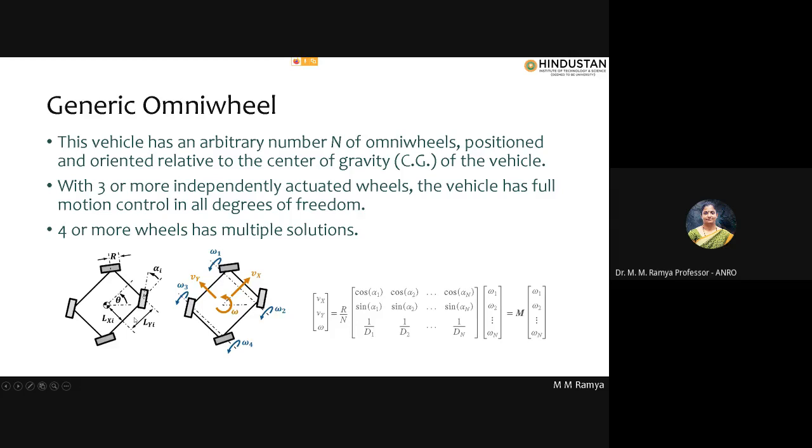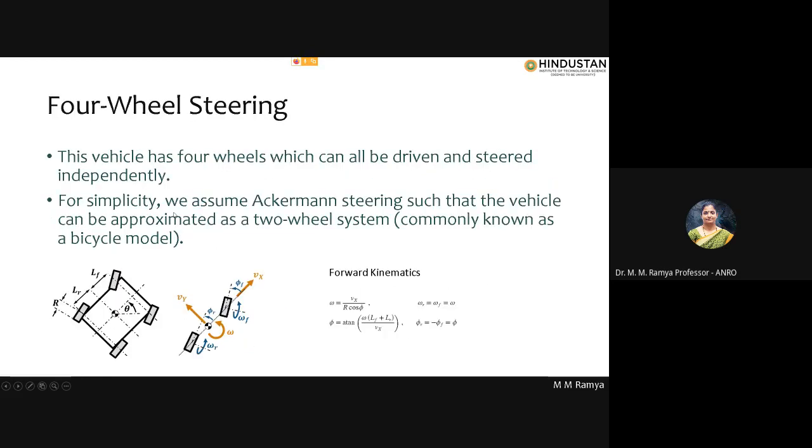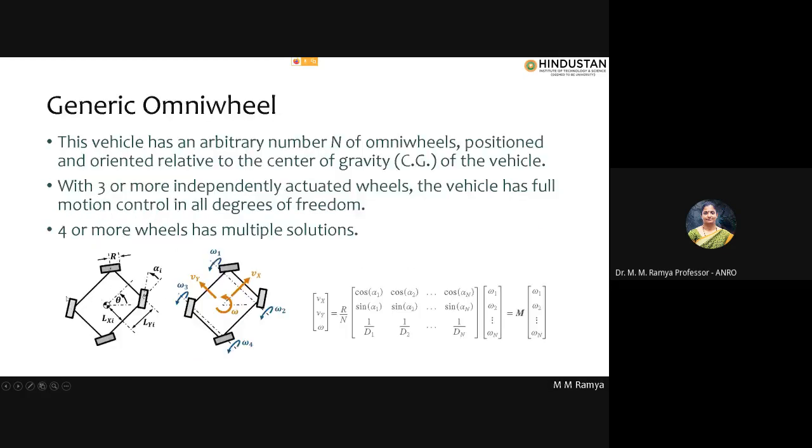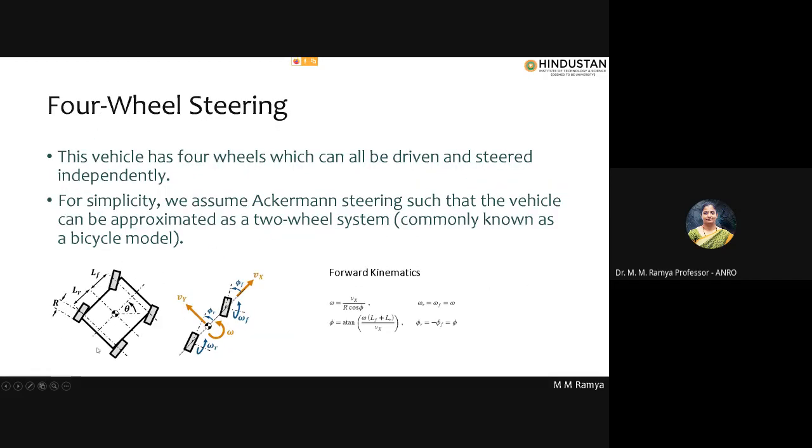So remember, I will have two L values when it comes to the generic omni-wheel kind of a robot. Now, the next kind of robot is actually a four-wheel steering. Now, this gets a little complex. I will not complicate it with too much mathematics, but we need to understand the basic concept of how this four-wheel steering works. Apart from the four wheels that we already had with the generic omni-wheel, the same kind of structure is repeated here as well.